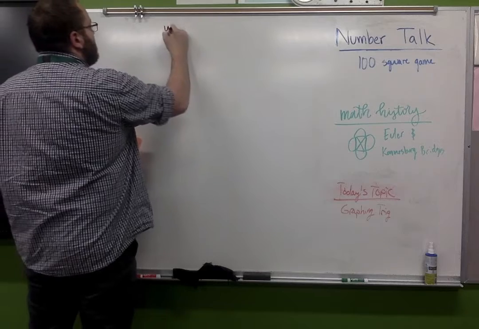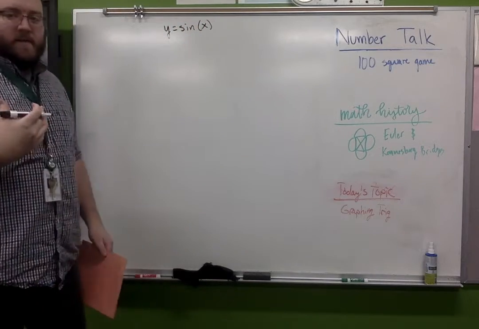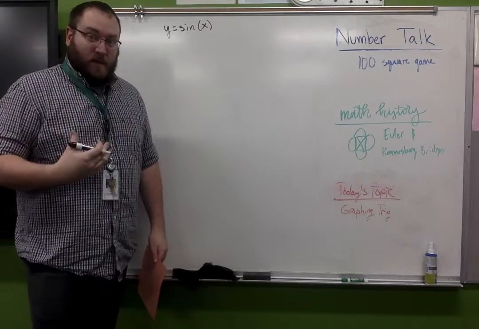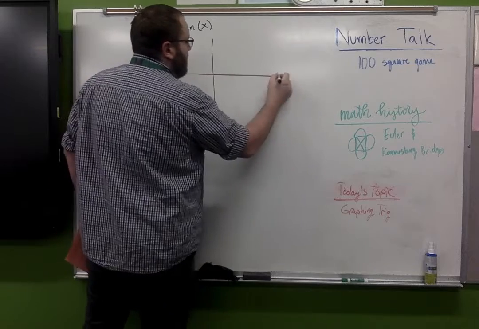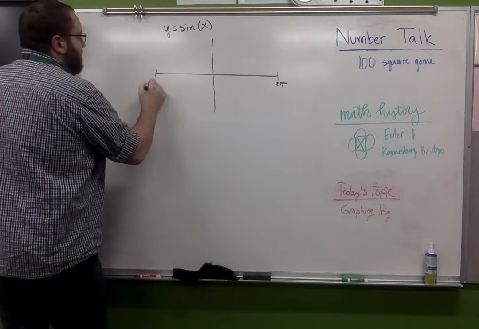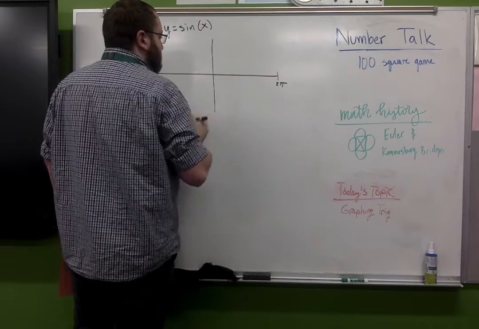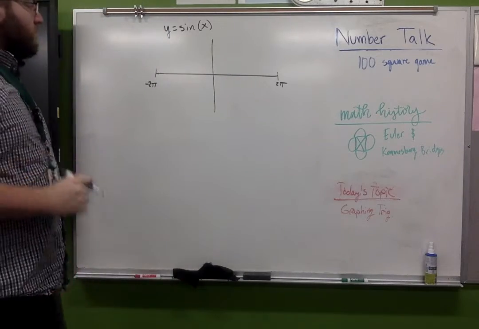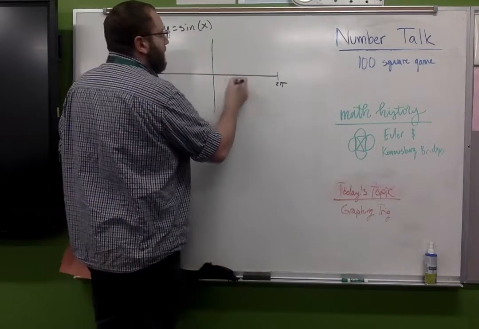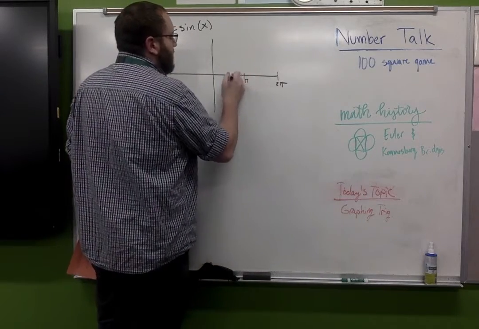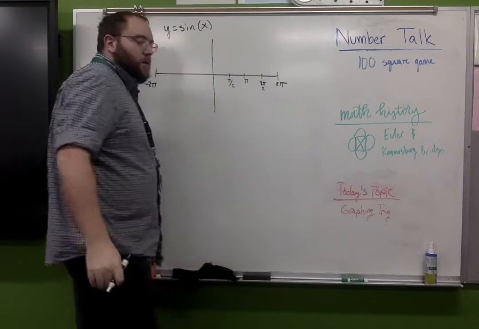We'll do the parent function here. Remember, parent function is where all the other functions of the same type come from. So here's our graph. We're going to go from 2 pi to negative 2 pi. Here's pi. This is pi over 2. This is 3 pi over 2. We're going to graph the unit circle here.